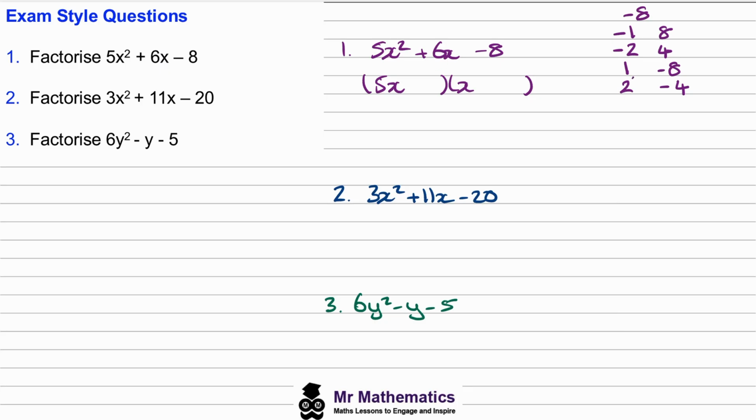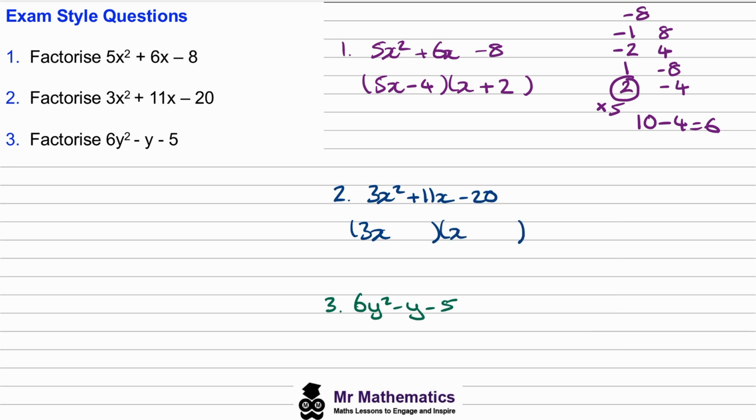So if we multiply this 2 by the 5, we get 10. And 10 take away the 4 will give us 6. So this positive 2 must go here, and the negative 4 will go in the other bracket. Did you get that?